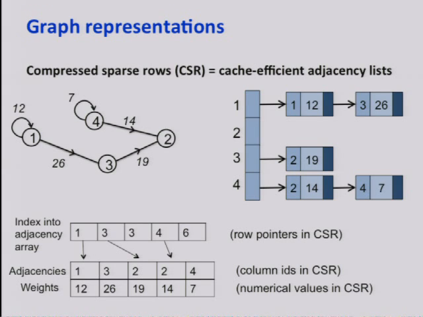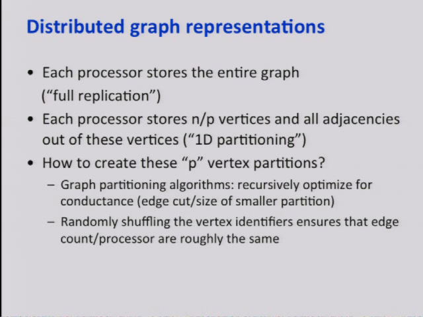This was all what's going on in a single processor. But when you need to distribute this graph on clusters of processors, let's say distributed memory, you have multiple options. If your graph is small enough, you can replicate that in every single processor. In general, that's not the case.